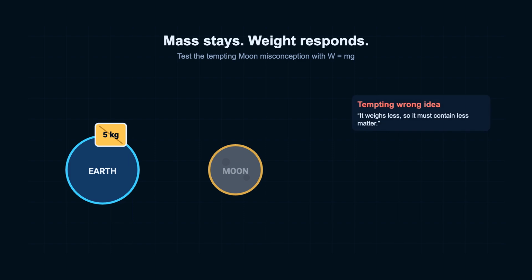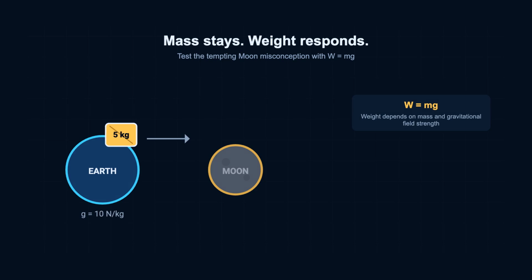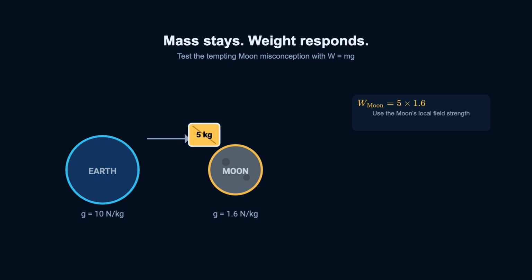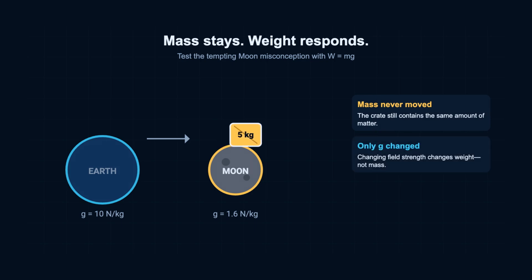Here's where the tempting wrong idea creeps back in. Thinking an object simply weighs less on the moon because it somehow contains less stuff there. Test that against the equation. The crate's mass stays 5 kilograms wherever it goes. The matter hasn't changed. But if the moon's gravitational field strength is roughly 1.6 newtons per kilogram instead of 10, its weight becomes 5 times 1.6, which is 8 newtons, not 50. The mass never moved, only g changed, and weight changed because g changed.